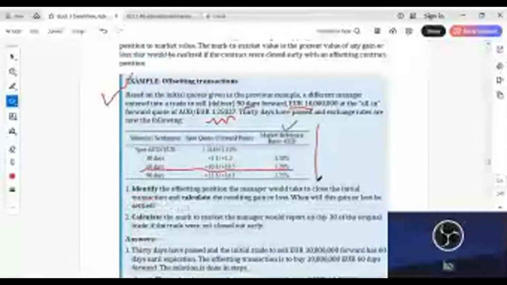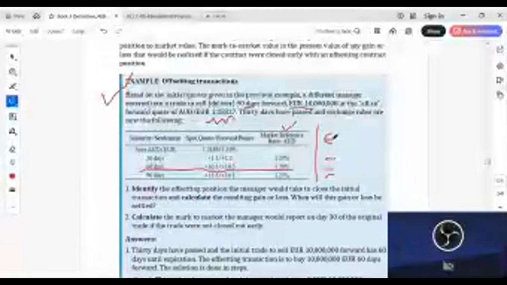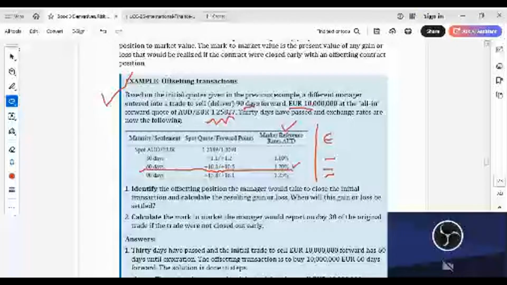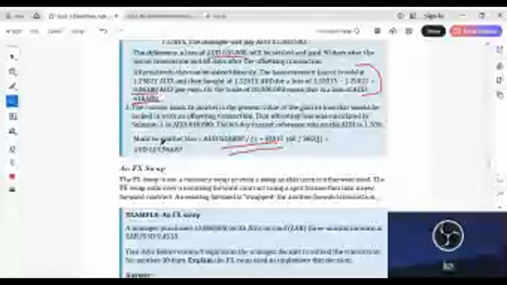Here only AUD rates are given. But to confuse you, they might also give rates for euro, the interest rate for euro. So be careful. We are going to have a loss of around 6 lakh AUD, so the interest rate should also be for AUD. And the applicable rate for 60 days AUD is 1.2%. Using simple interest, find the present value, which is the answer: the mark to market loss.